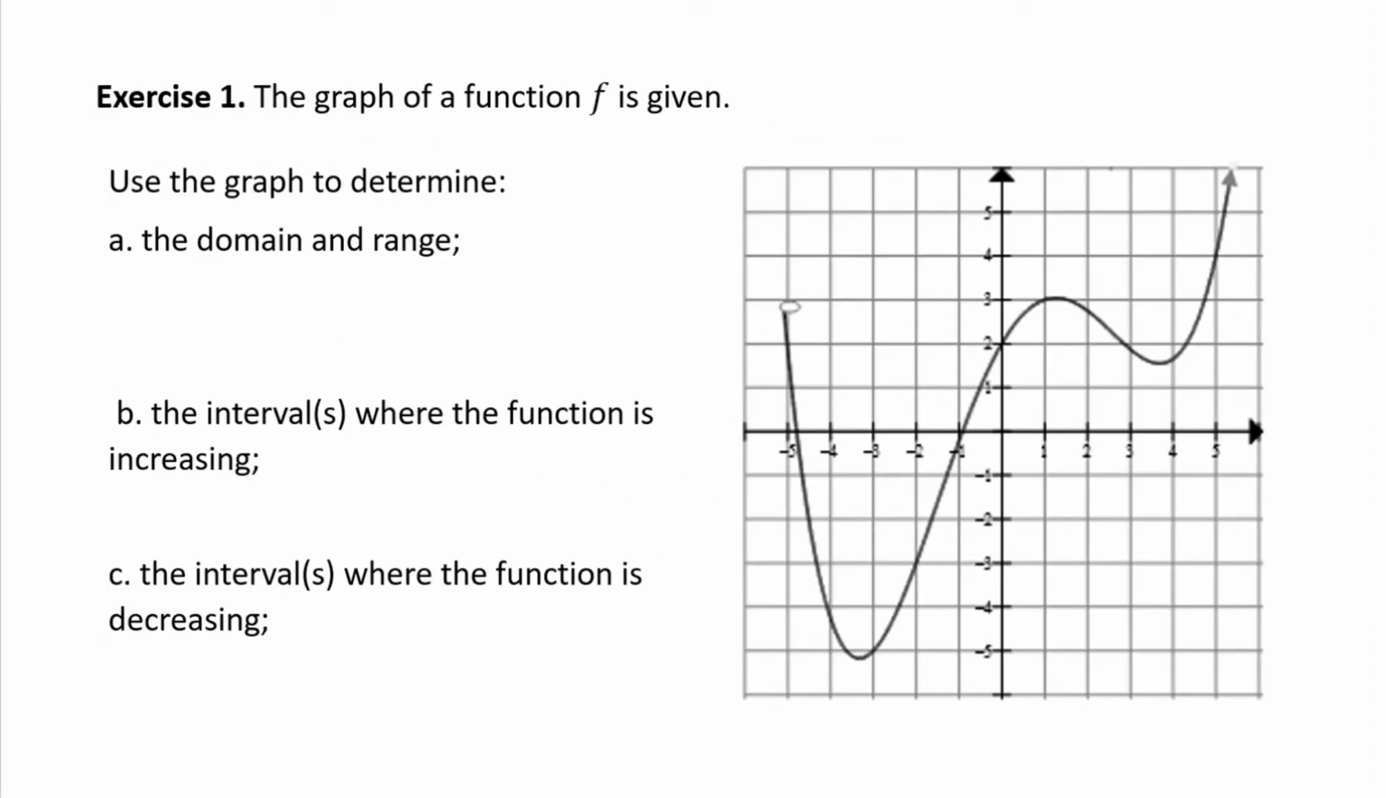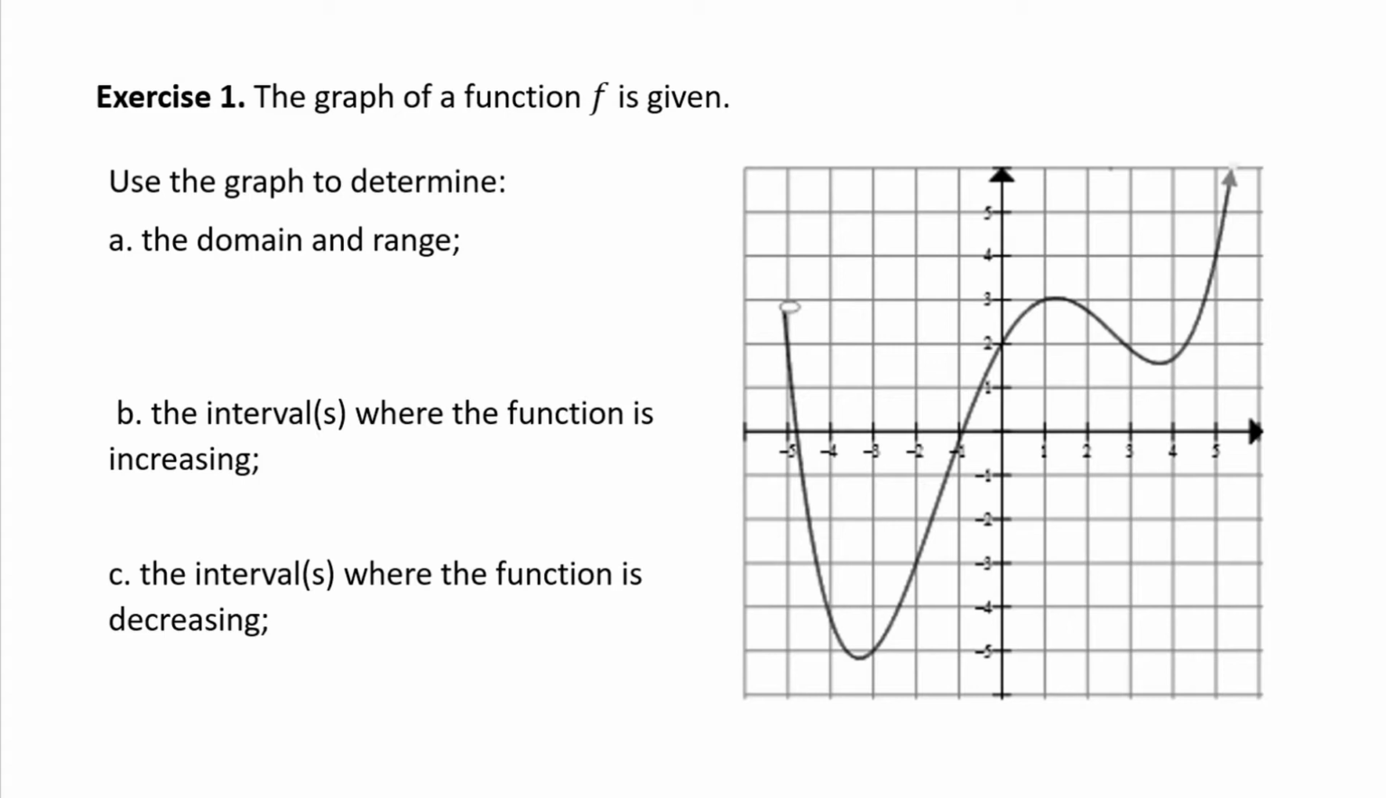Exercise 1. The graph of a function f is given. Use the graph to determine. This graph spans all 4 quadrants and has 3 turning points. It begins in the second quadrant with an open dot, decreases to a turning point in the third quadrant, and then increases intersecting the y-axis at 2 as it continues to increase until the second turning point in the first quadrant. It decreases for approximately 2.5 units along the horizontal, turns, and then increases indefinitely.